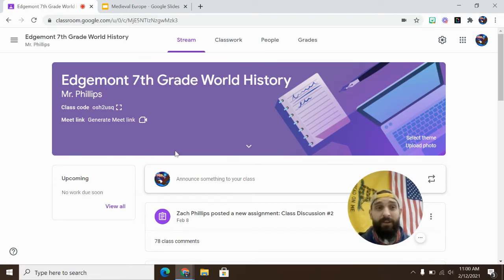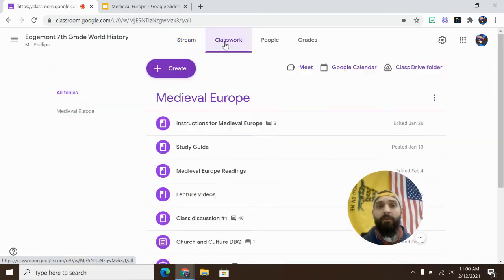Go home, make sure your child logs on and goes to my Google Classroom. First thing you'll probably see is a screen like this. The important thing you want to look for is this classwork tab. Most of the time it's on the top, but depending on your device, these tabs may be located at the bottom of the screen. If you click on the classwork tab, right now we're going over medieval Europe.